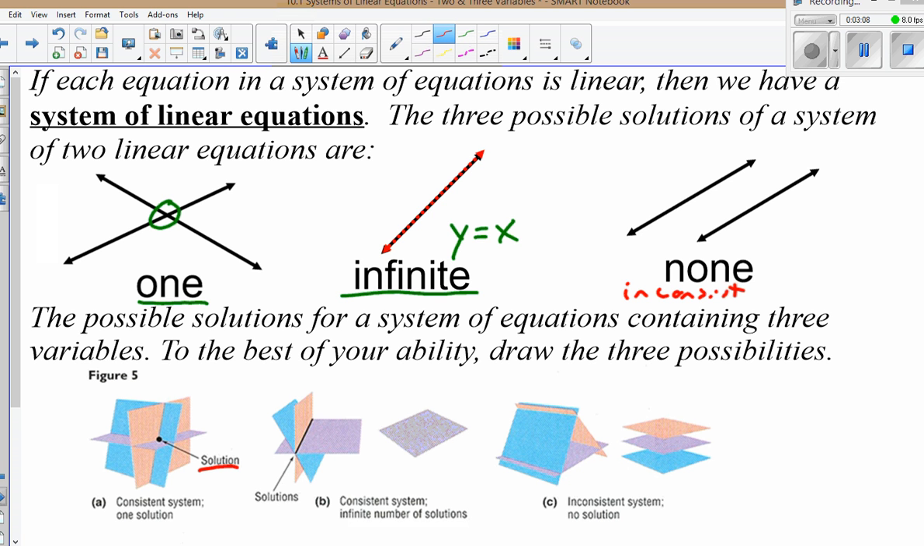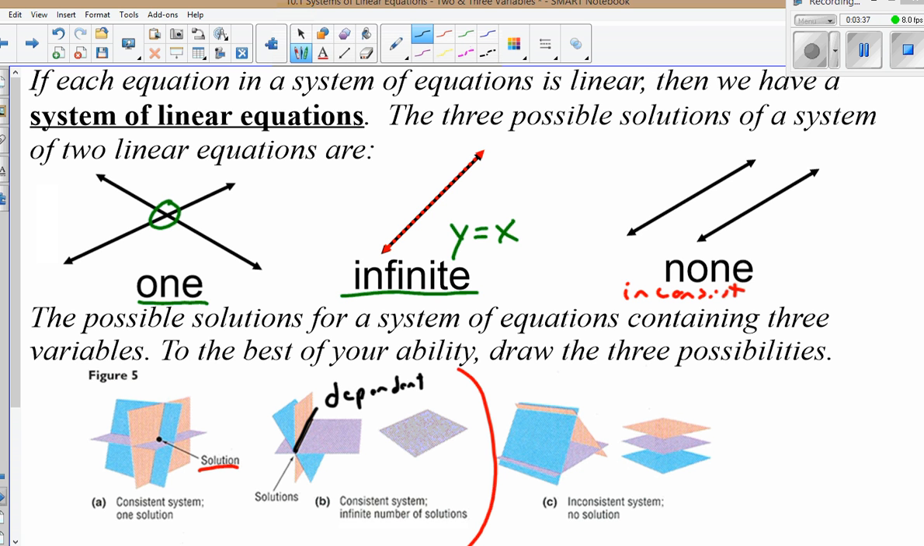The other possibility to have a consistent answer, notice A and B are consistent, is that when these planes intersect, you're going to have a solution. There is a place where they all intersect, but that whole solution could be defined as a line, meaning it's dependent, but it's consistent. It has answers to the system.